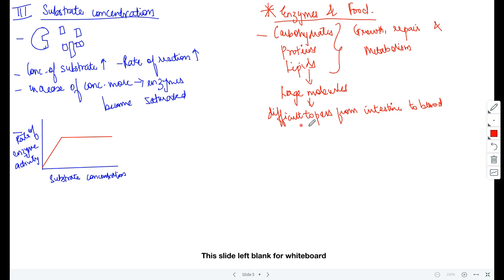To blood. So what happens when they are difficult to pass from the intestine to blood is, there are certain digestive enzymes which break them into smaller molecules. So what do digestive enzymes do? They break these larger molecules into smaller molecules, because the work of the enzyme is to break down the substrate, right? Right. So they are breaking down into smaller molecules.